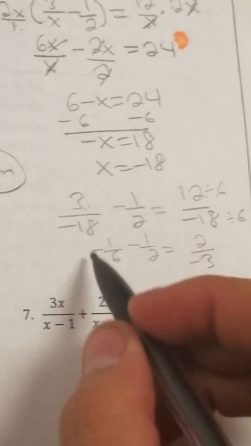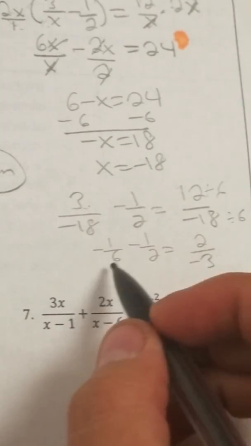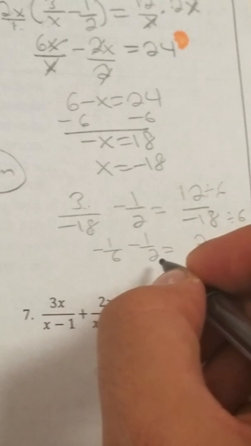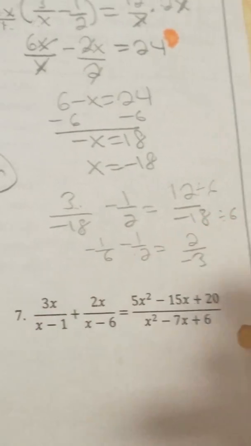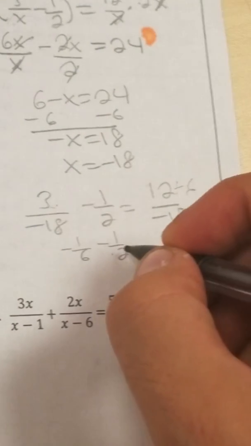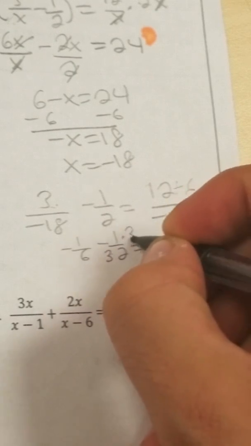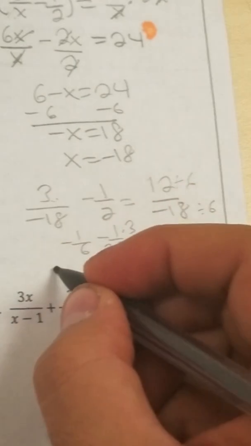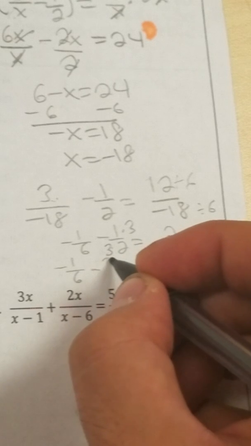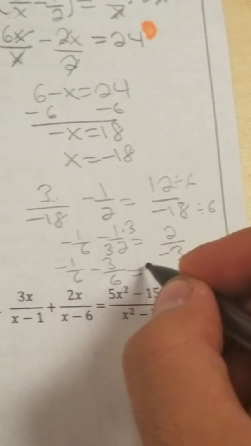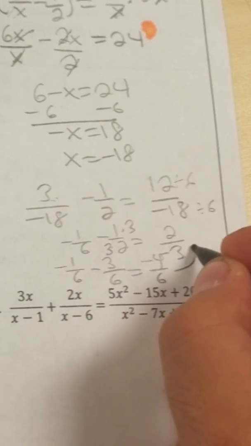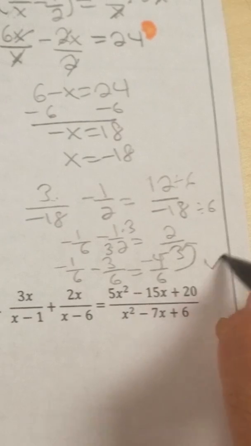So now, to combine these two fractions, we need a common denominator. So this needs to be a 6. So I need to times it by 3. Whatever I do on bottom, I do on top. So I got negative 1 over 6 minus 3 over 6, which is negative 4 over 6. And that is the same thing as negative 2/3. So this checks out.